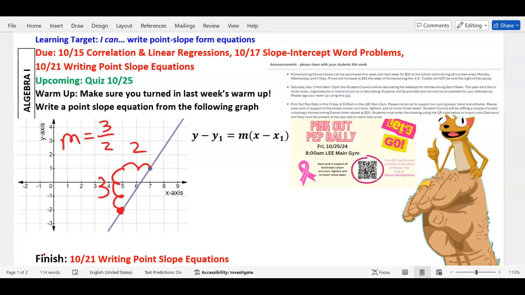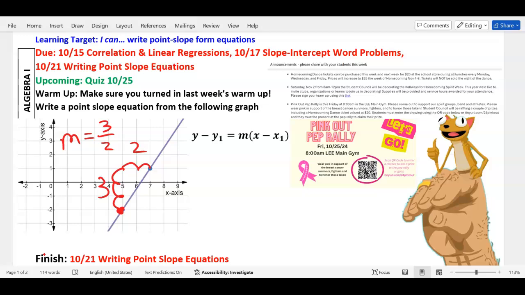Does everyone see how to find slope? You pick 2 points, start on the left, rise up and down, over run to the right. If it's up to the right, it's positive. If it's down to the right, it's negative. You got to be able to find slope on a graph.